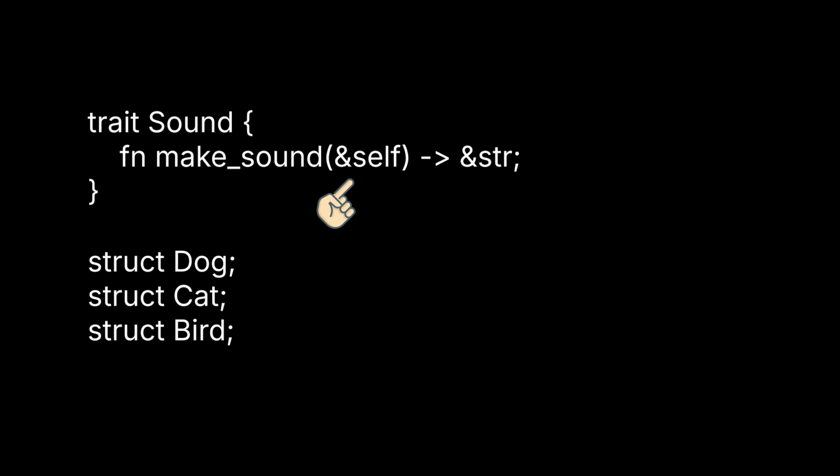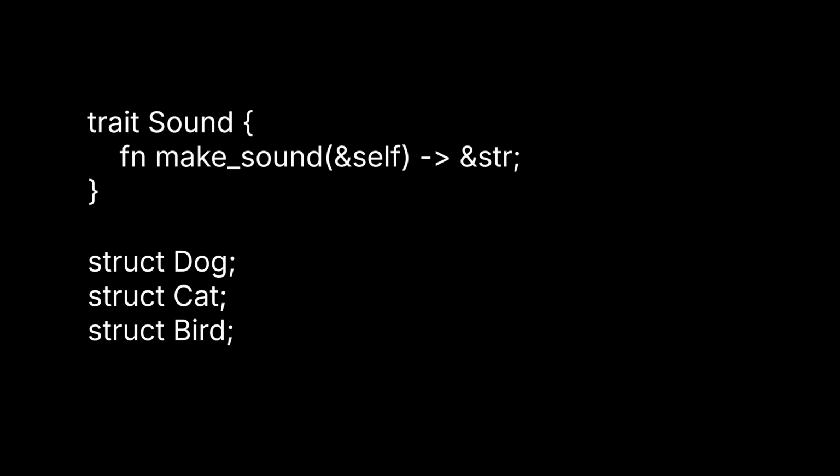As a parameter, it takes the immutable reference of the instance of the type on which this method will be called, and it will return a string slice. Notice we have a semicolon at the end of the signature, and there is no method body. This is because it is an abstract method. So whichever type would implement this trait has to provide a body for all the methods present in that trait.